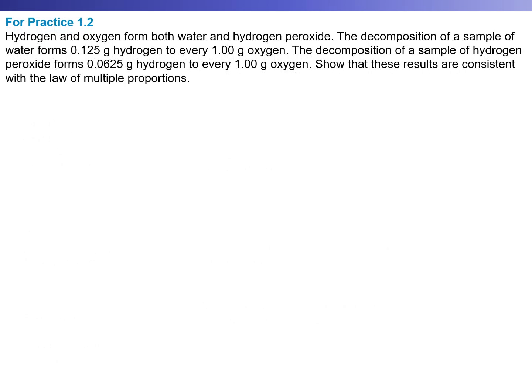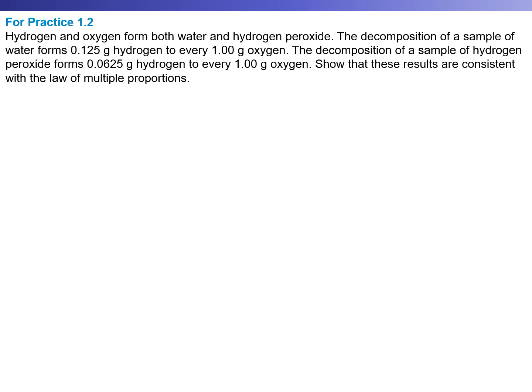Now in problem number 2, what we're going to be doing is we're going to be breaking down two different compounds and we're going to be comparing the mass of the hydrogen that we get from both of these. And what we're applying here is the law of multiple proportions. We're basically proving that when we combine hydrogen and oxygen and form different compounds with it, that we're still going to have a ratio that is consistent between hydrogen and oxygen across these two compounds. And the two compounds that we're going to look at are water and hydrogen peroxide.